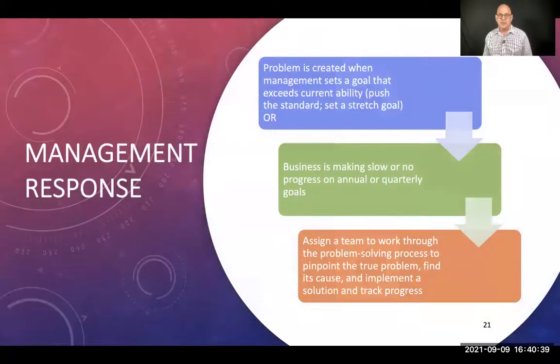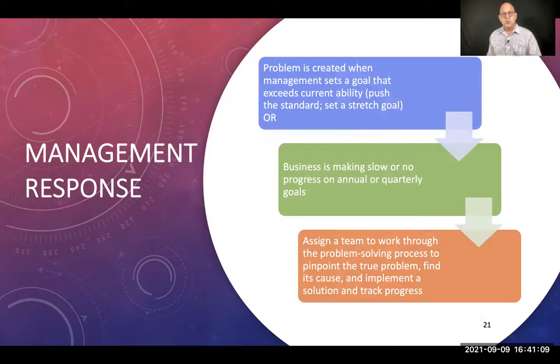The fourth way is a management response problem. This is where management actually creates the problem by setting a new goal. So we're operating on standard, we're not having any problems. Now we need to create a problem. So we'll jack up the standard a little bit, and then we'll develop countermeasures to allow us to close that gap.